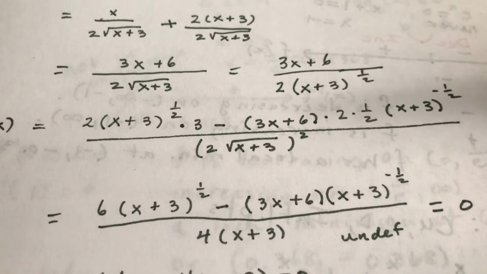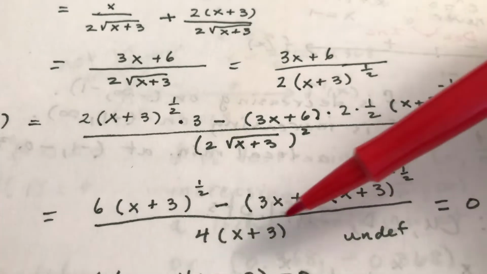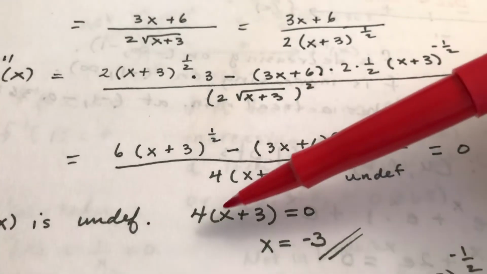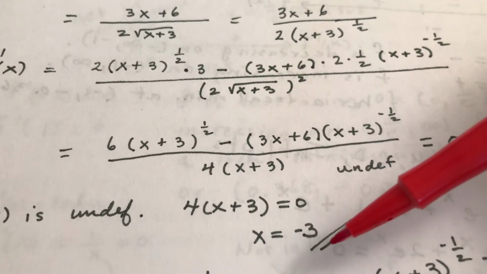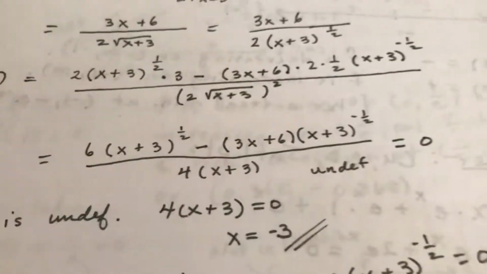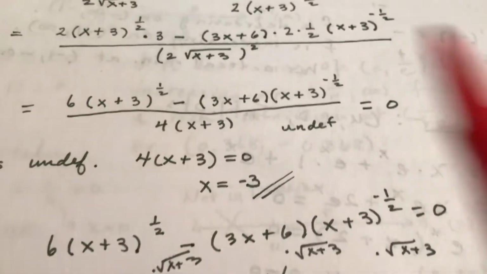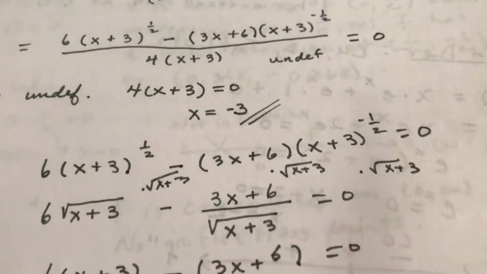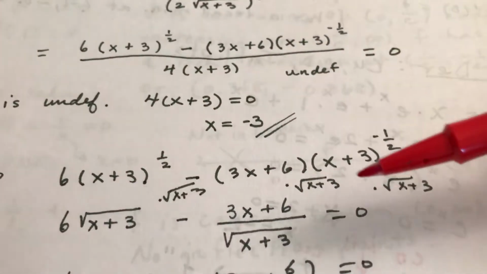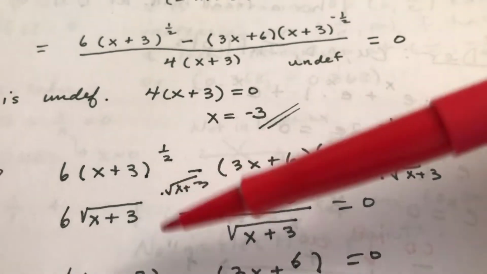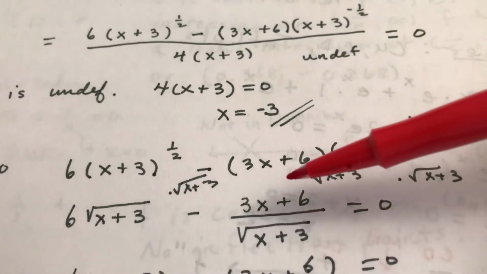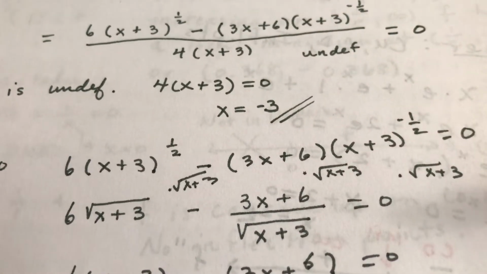Okay, and I'm going to find out where this is undefined and equal to 0. So I set the denominator equal to 0, and I get negative 3 again. And now if I look at this one, if I set this equal to 0, I decided to kind of look at it with square roots. This is 6 square root of x plus 3 minus, and if I put that back in the denominator, I get 3x minus 6 over the square root of x plus 3.